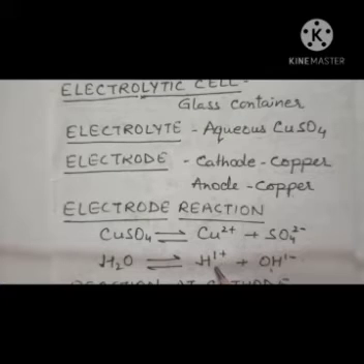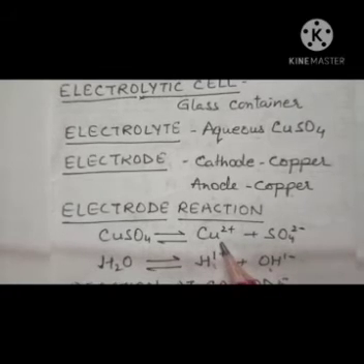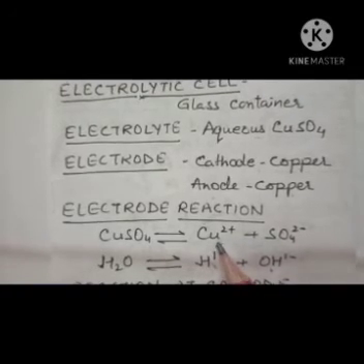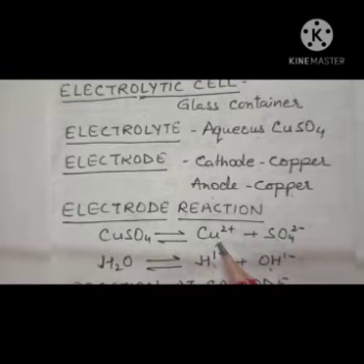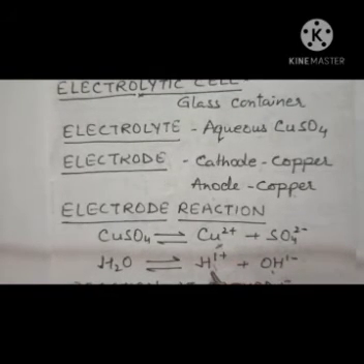But who will discharge at cathode? Just recall your electrochemical series. The position of copper is below hydrogen. So who will discharge at cathode? That copper will discharge at cathode. Why? Because copper position is below hydrogen in electrochemical series.